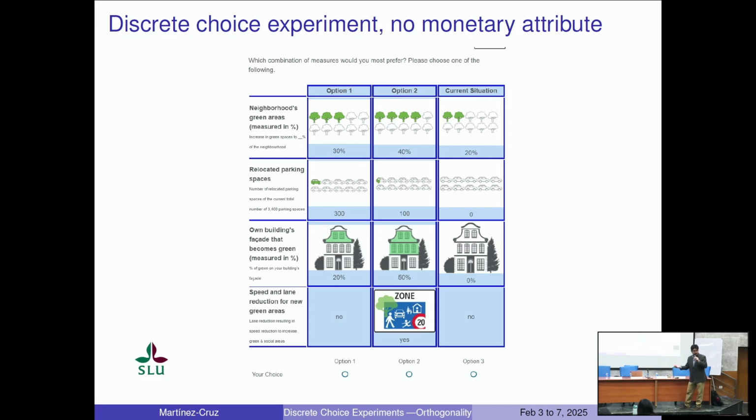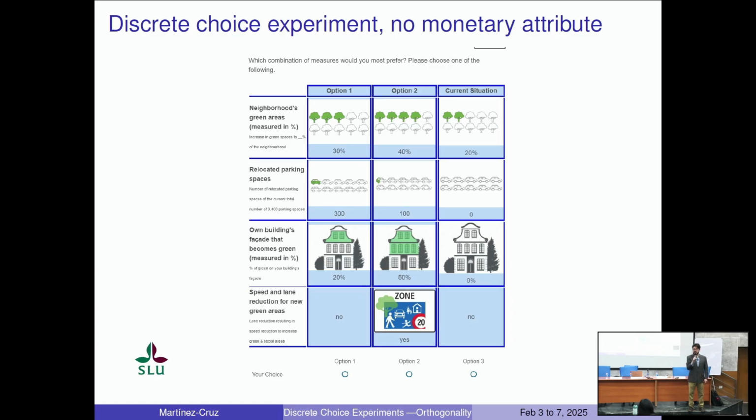You don't like that one? How much green do you want to have in exchange of 1% of your facade? Marginal rate of substitution. How much green do you want to have in exchange for giving up the lane? That is not marginal rate of substitution. That is rate of substitution, discrete choice, right? Discrete change in substitution. Those are marginal rate of substitution.